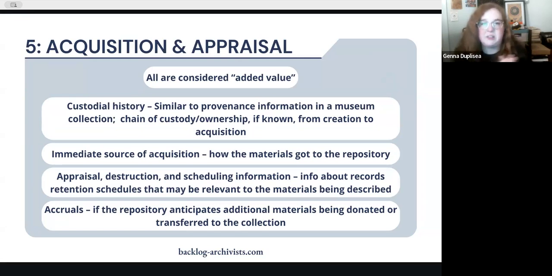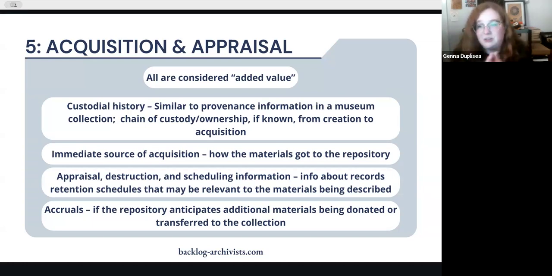So chapter 5 talks about acquisition and appraisal information. None of these are required fields. And when you think about it, it's because we often don't have this information because people kept really bad provenance records for years and years. Even at my institution, we have provenance records and gift records for a lot of our objects, but no one was keeping that for donated papers or books or manuscripts or photographs. So if you have this information, please include it, but a lot of times you're not going to have it.